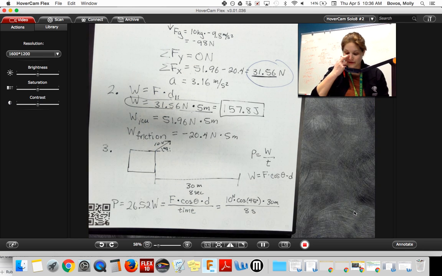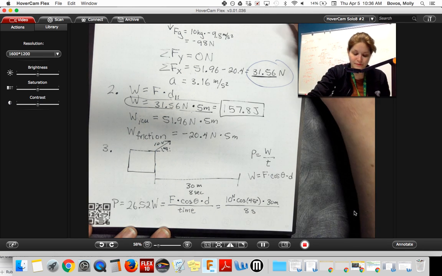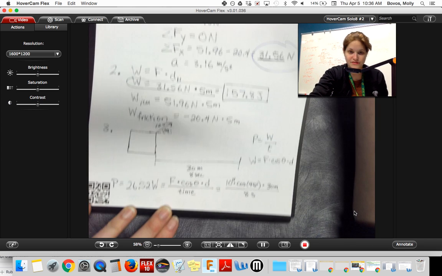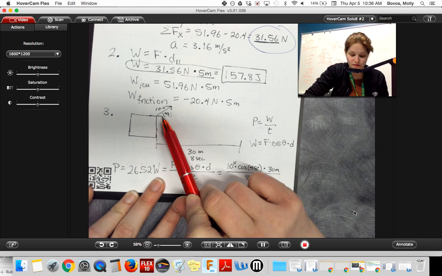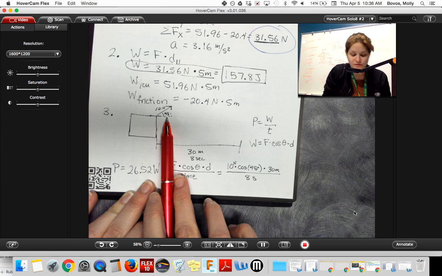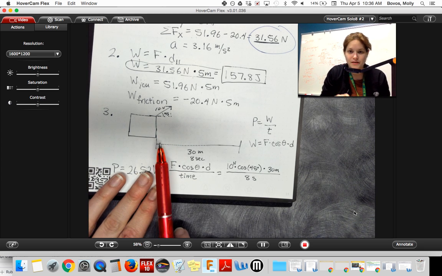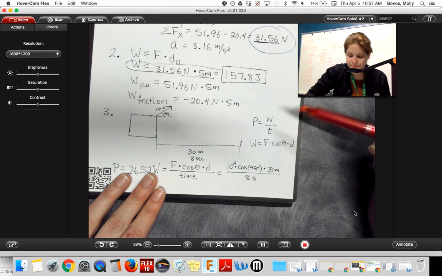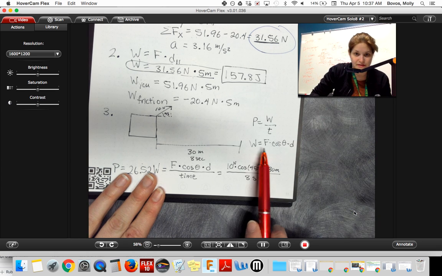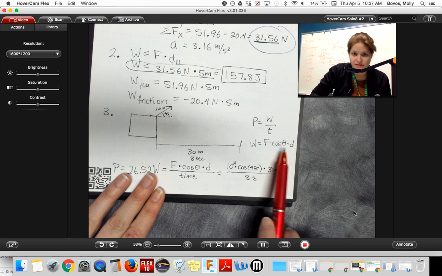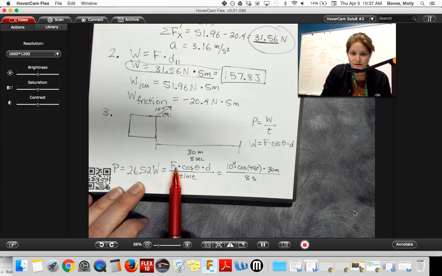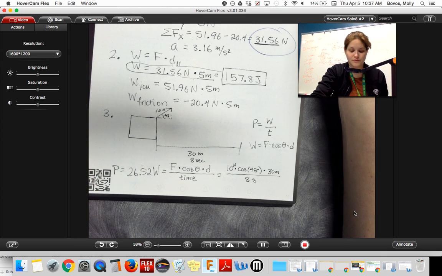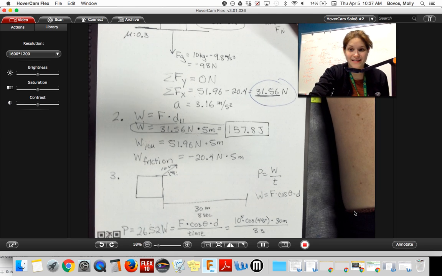Okay. Then from there, you're doing these problems with the, this one's a little bit easier, force at an angle, also 45 degrees, which was a little bit easier. And essentially, we're taking power is equal to work over time. Work is equal to force times cosine theta times distance. And so there you go, 26.52 watts. And that should be all of the ones that are on a flat surface.